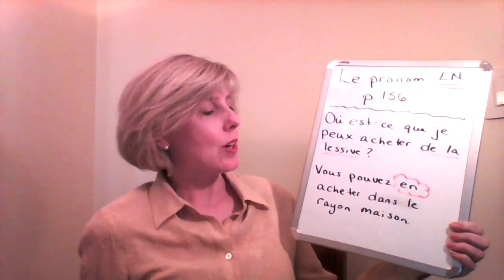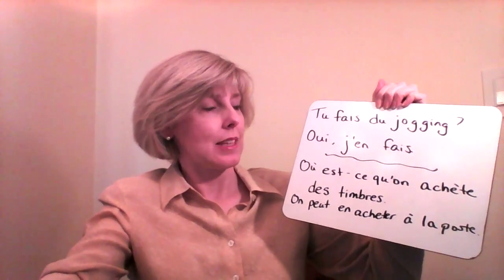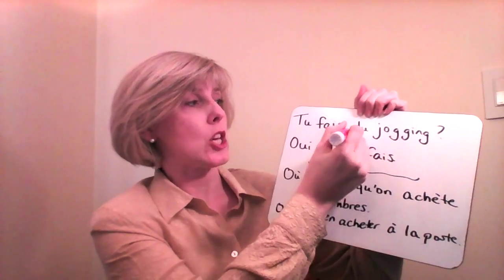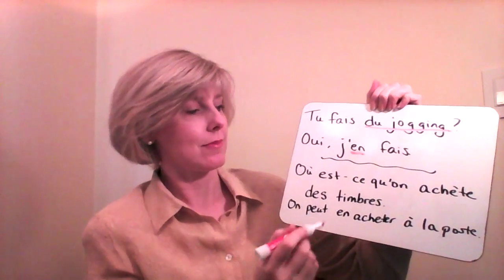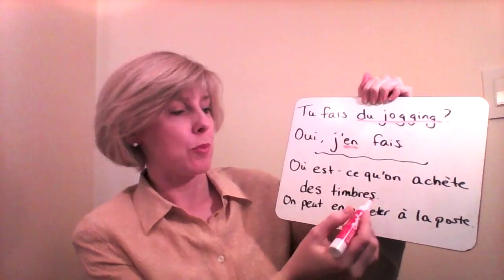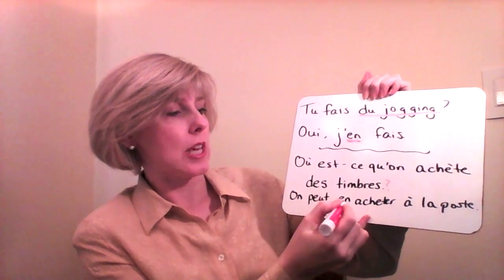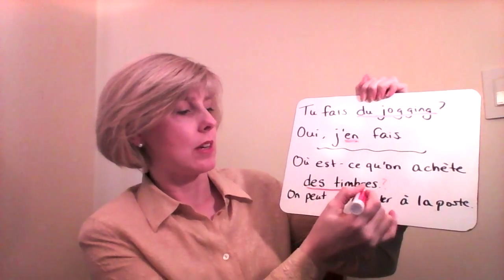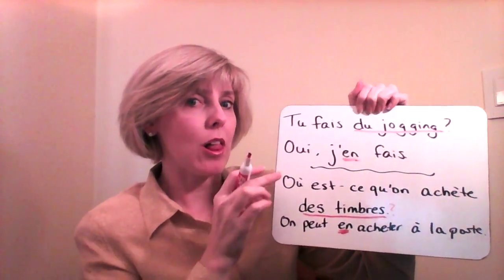Bien? Ok, voilà un autre exemple pour le pronom en. Tu fais du jogging? Oui, j'en fais. Voilà le pronom en. Et qu'est-ce que je fais? Je fais du jogging. Alors, en remplace du jogging. Où est-ce qu'on achète des timbres? On peut en acheter à la poste. On peut acheter des timbres à la poste. On peut en acheter.